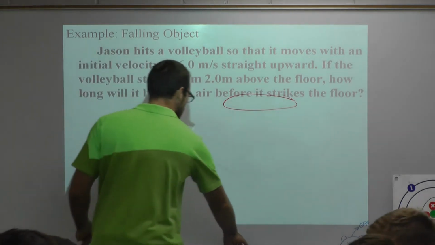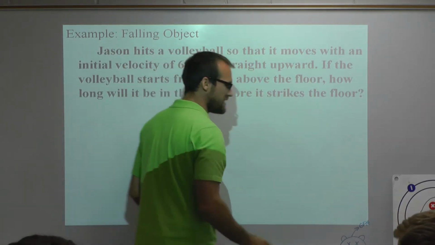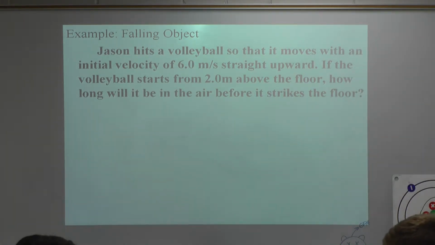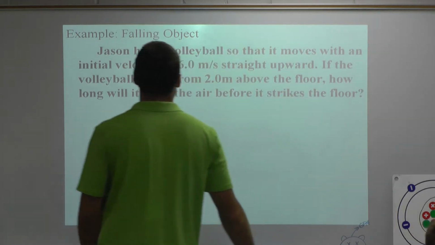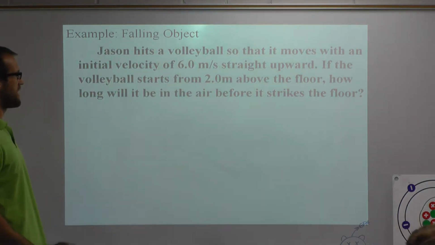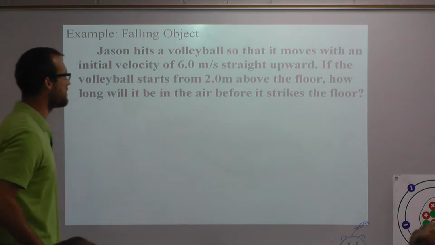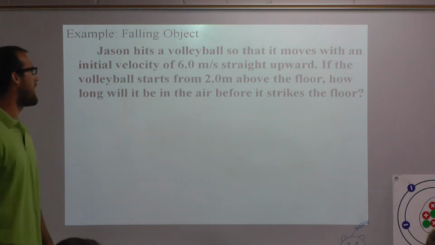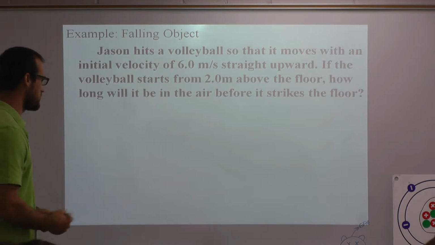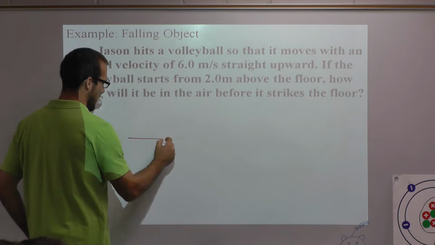These falling objects problems will be a little more difficult because of the context we're dealing with. Pictures are good. Always label. Jason hits a volleyball, so it moves with an initial velocity of 6 meters per second straight upward. If the volleyball starts at 2 meters above the floor, how long will it be in the air before it strikes the floor? We really need to have an axis here.